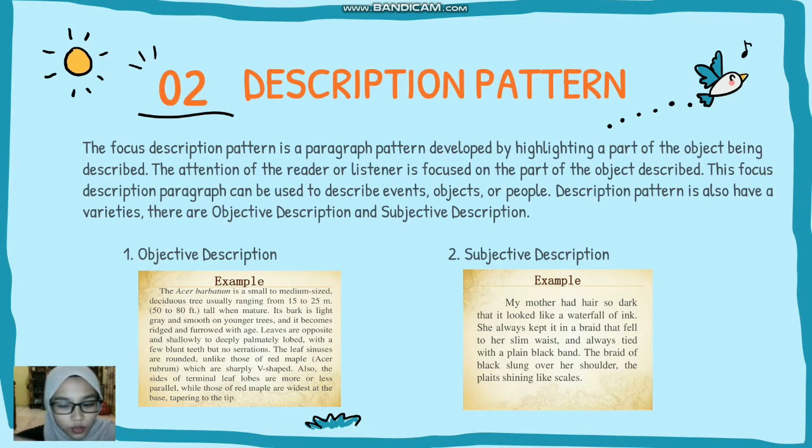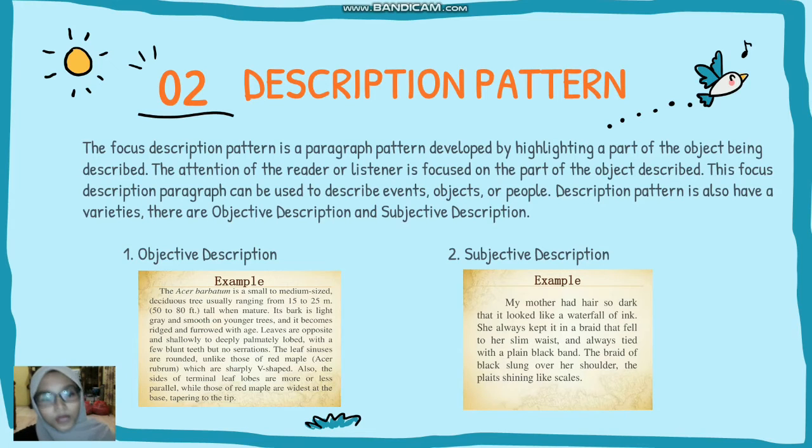The focus description pattern is a paragraph pattern developed by highlighting a part of the object being described. The attention of the reader or listener is focused on the part of the object described. This focus description paragraph can be used to describe events, objects, or people. So the meaning of this pattern is that we as readers are able to find out the object of a story or reading that we read by using these description patterns.